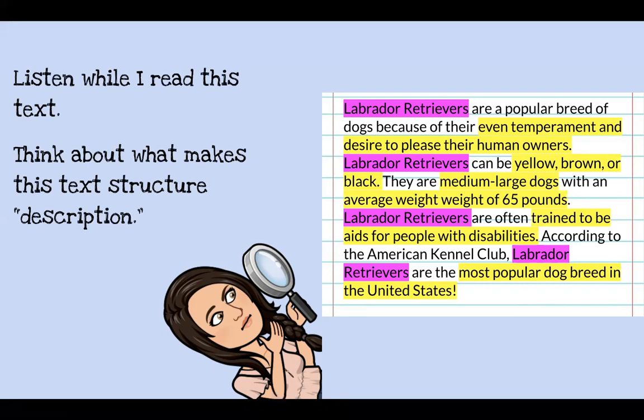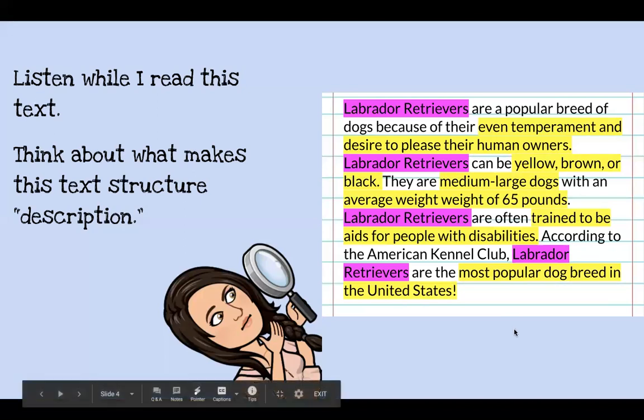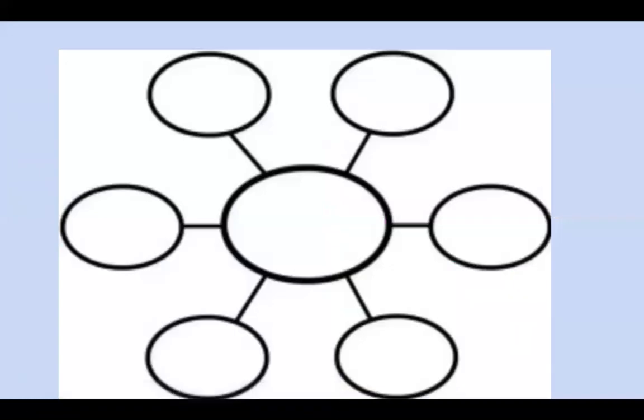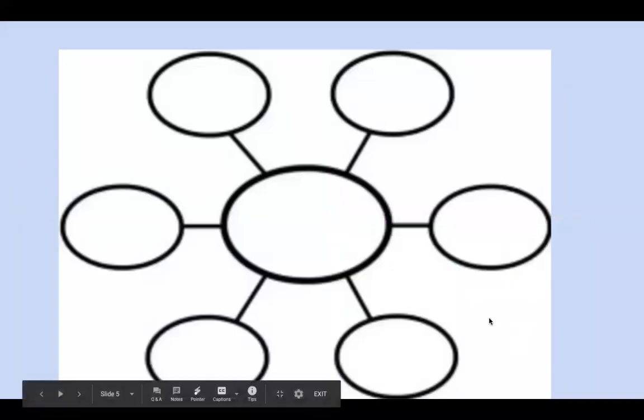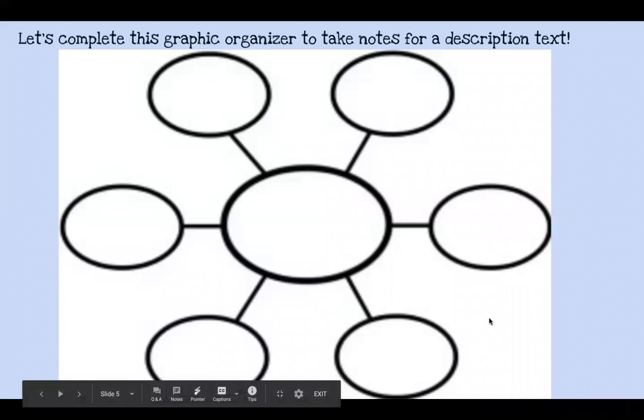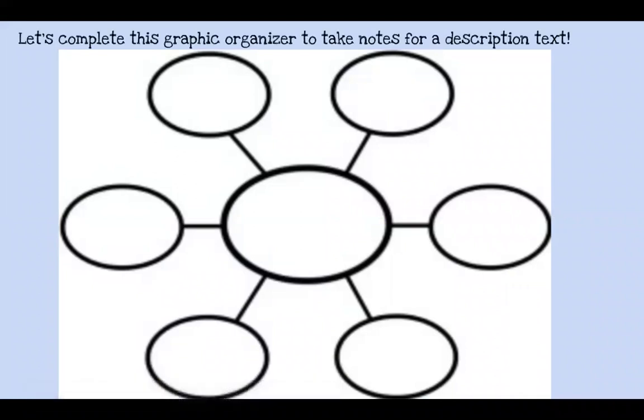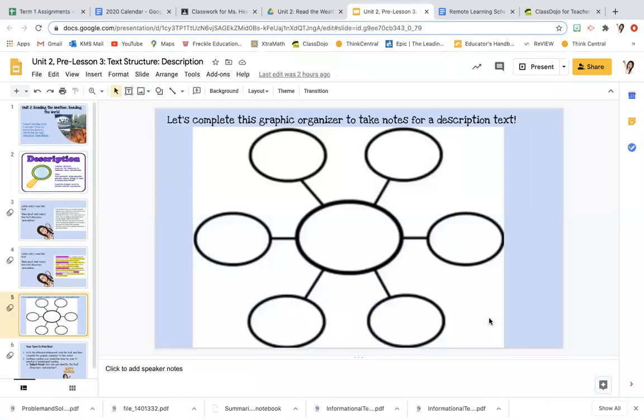When you take notes for a description text, most often you might use boxes and bullets or some type of note-taking web. So I decided to do a web. Here is what the web looks like for note-taking, and we're going to complete this graphic organizer to take notes on that text that I just read. I'm going to make it smaller because, as you know, you can't type in a slide when it's in present mode.